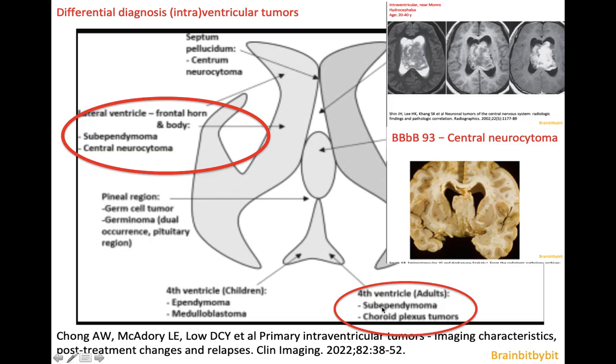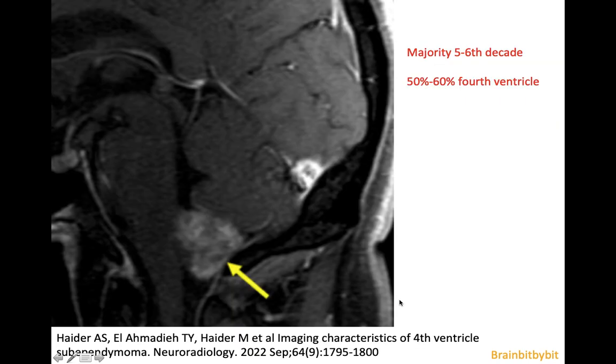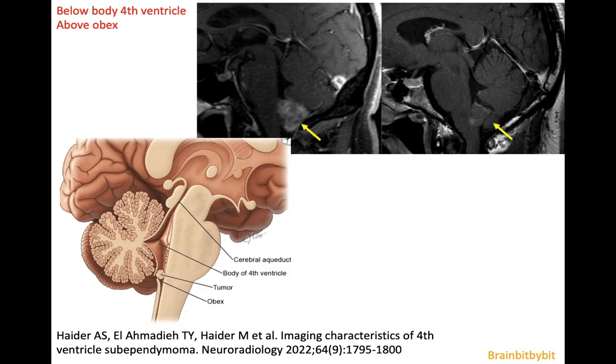Subependymomas occur also in the fourth ventricle. In fact, the majority of subependymomas occur in the fourth ventricle, and they occur in the fifth and sixth decade, so a little bit older than the patient we started with. And when you look at the location in the fourth ventricle, it is always below the body of the fourth ventricle and above the apex, so above the opening of the central canal.